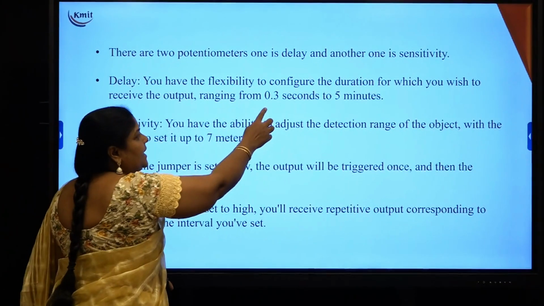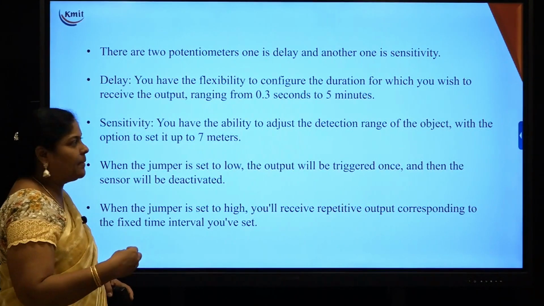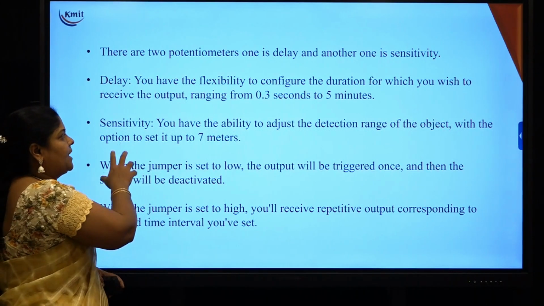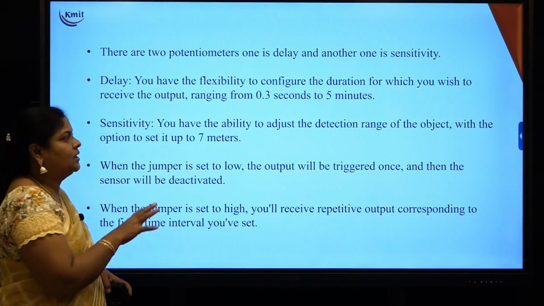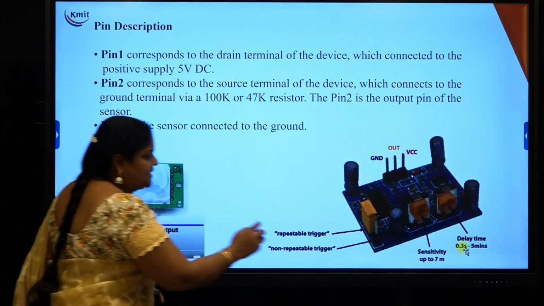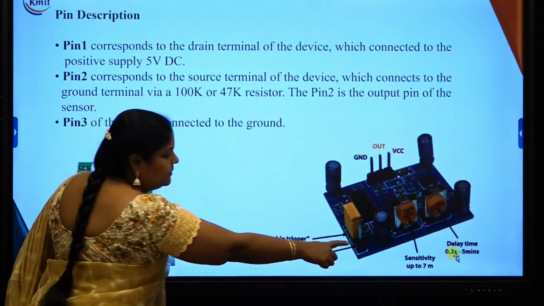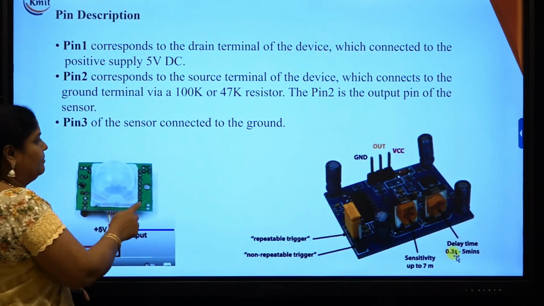What is delay? It means for how much time you want the output to be seen. Basically it can handle from 0.3 seconds to 5 minutes. Whenever an object is passing through the range of this PIR sensor, for how much time you want the output to be seen is called the delay time. So you can fix this here with the screw, from 0.3 seconds to 5 minutes.